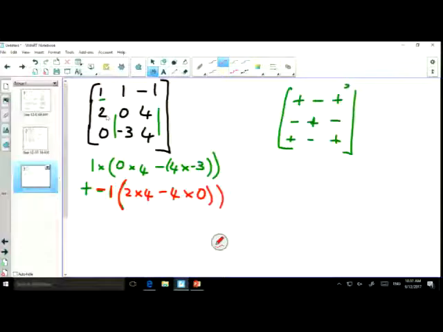You're following this okay? Probably a few people who haven't, I suspect. And then we can do the final row, which is the minus one here. Covering up that row and that column leaves us with 2 times minus 3 minus 0 times 0, which is obviously 0.